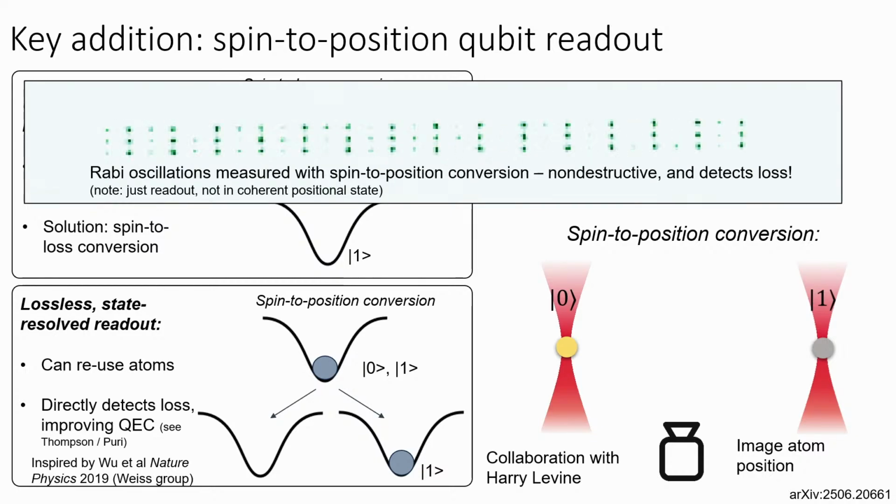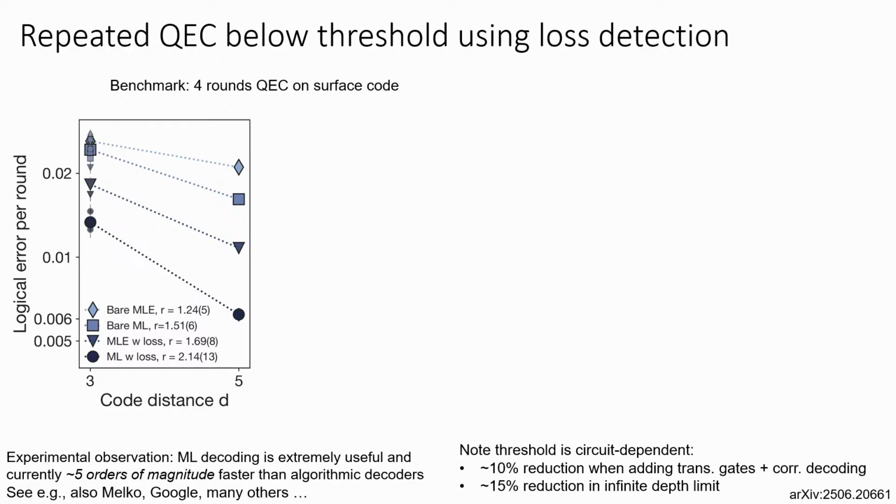So this is how we now measure our qubit states. And we use this also to detect loss. It's not exactly an erasure detection. It's more of a delayed erasure, because you only get information about the loss later.